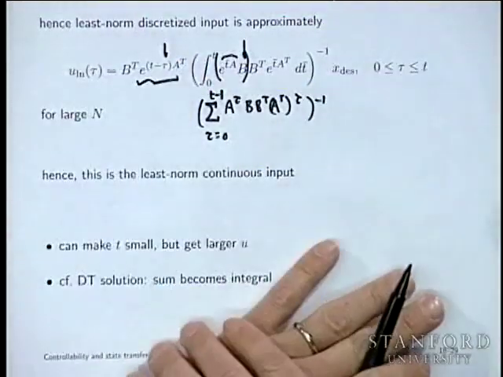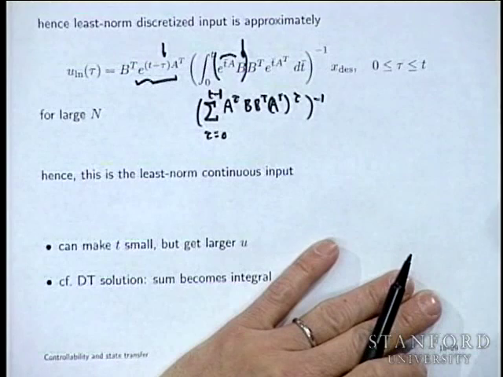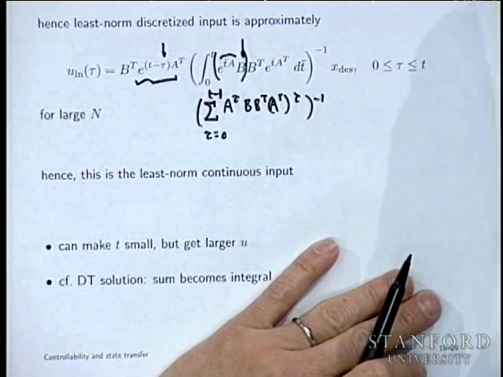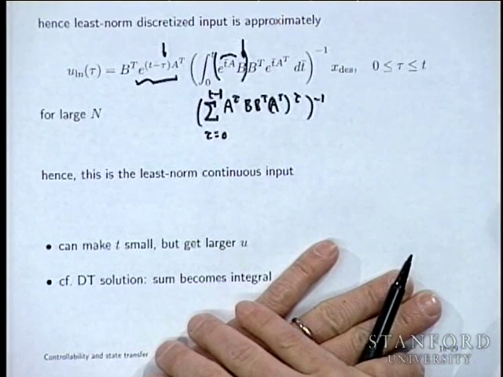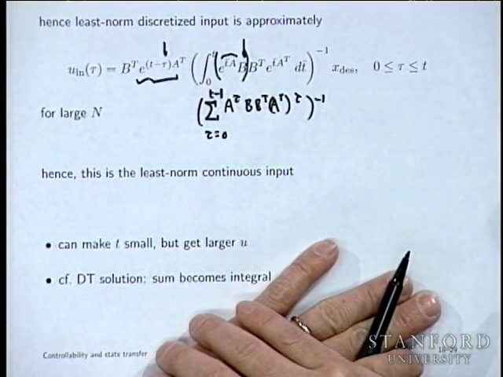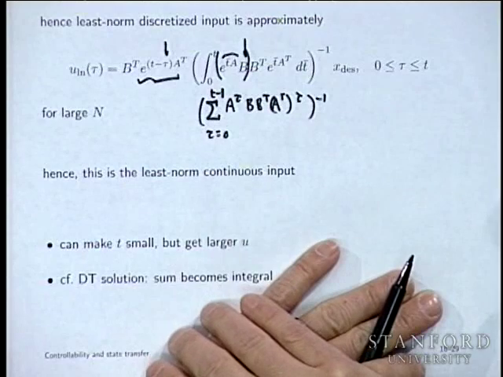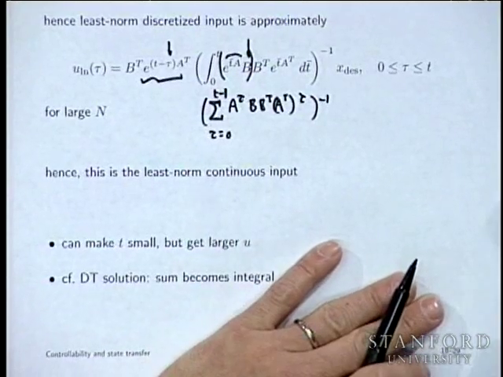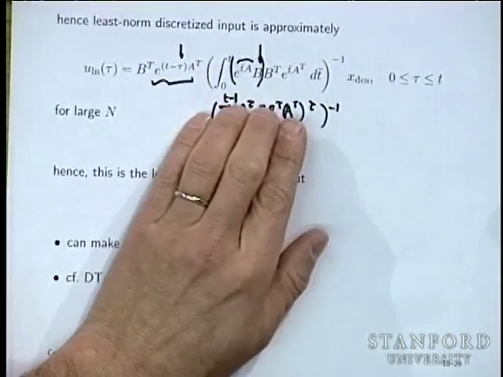And so what this says is, oh, I can steer the state from 0 to a desired state in any amount of time. I can do it very, very quickly. But it's going to take a huge input. That's what this says. And it all makes perfect sense. So it all goes together, makes absolute perfect sense here.